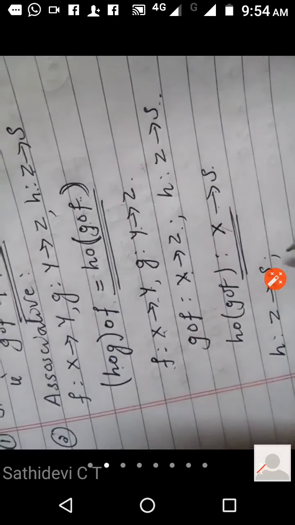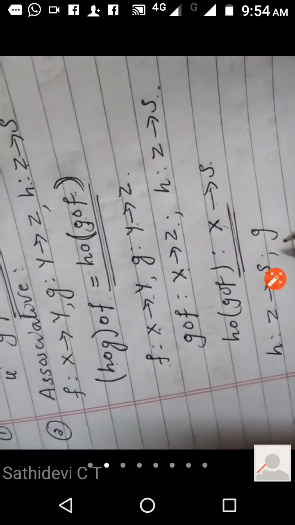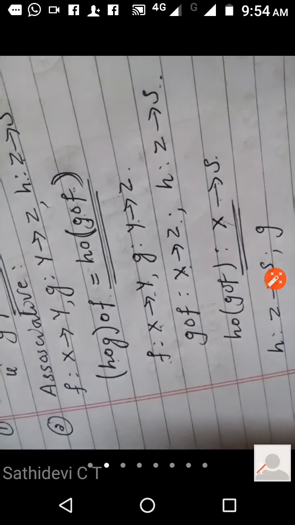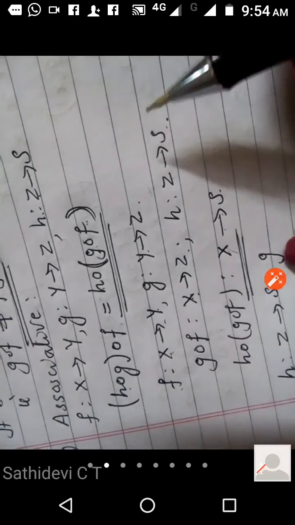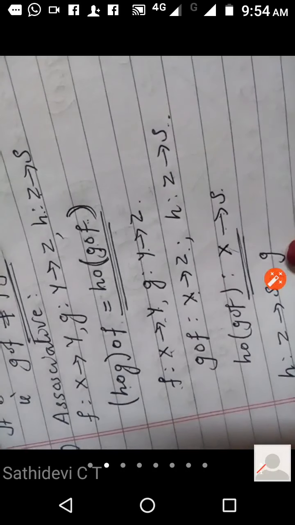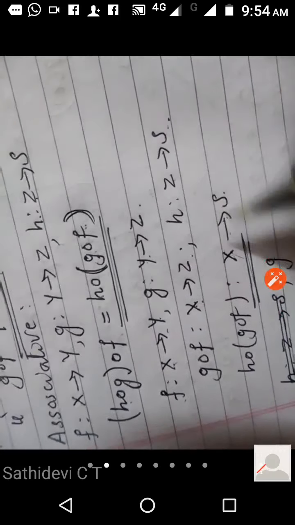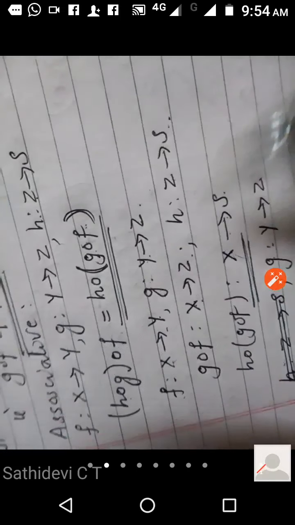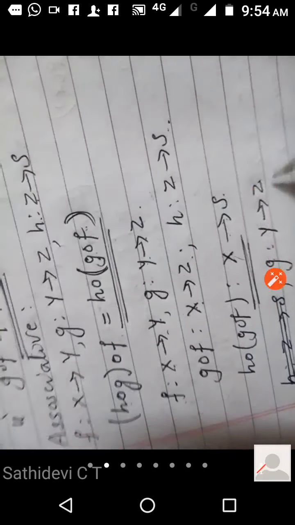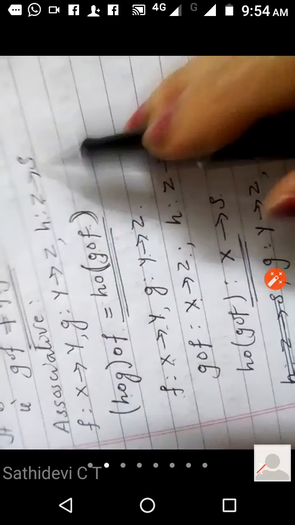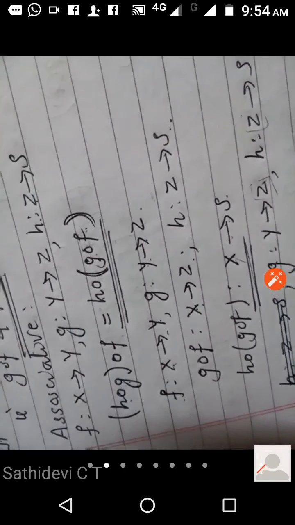And what is our G? H is a function from X to Y. H composite G: you write this first, that will be easier to understand. G is a function from Y to Z, because the other way, if you write it now, you will be confused. G is a function from Y to Z, and what is your H? H is a function from Z to S, because the common factor you always write like this. That may be easy to understand.